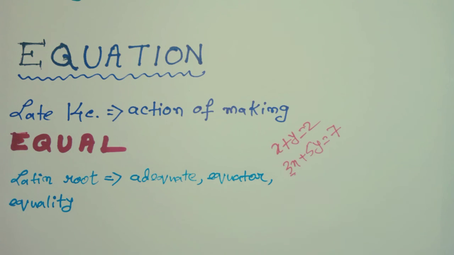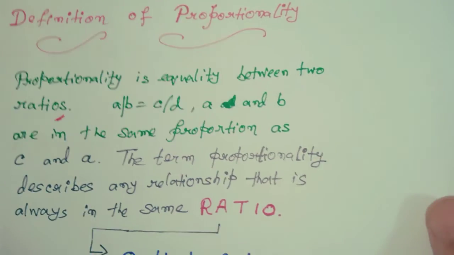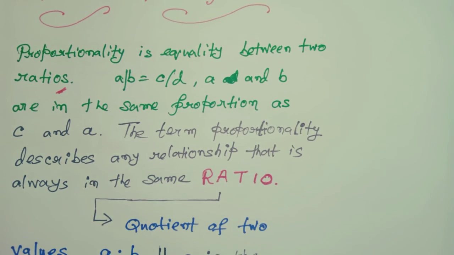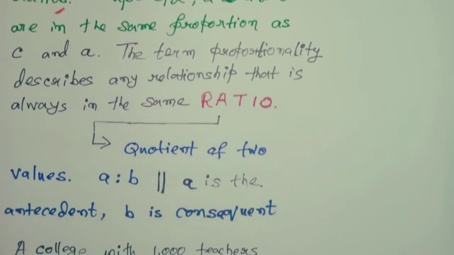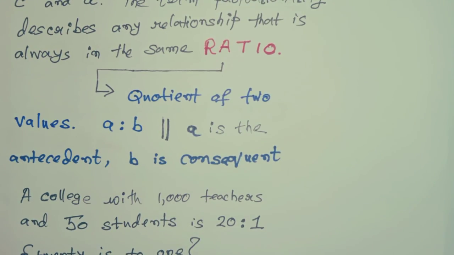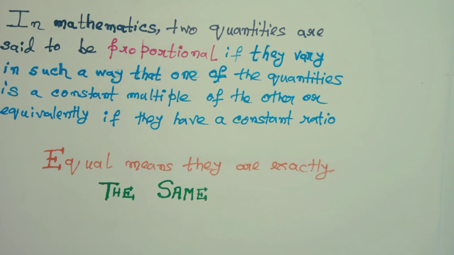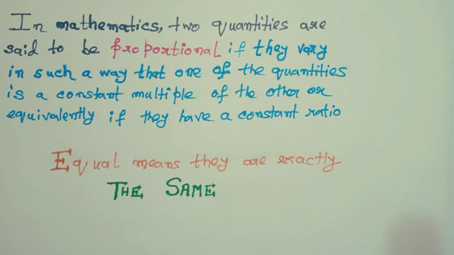When I show what is proportionality, you see proportionality is equality between two ratios, and I have explained what is the concept of a ratio. Also, we have come across this definition, which is in mathematics, two quantities are said to be proportional if they vary in such a way that the quantity is a constant multiple of the other.